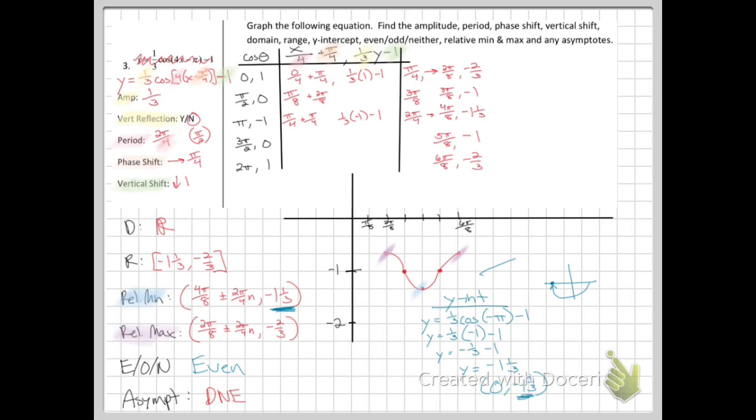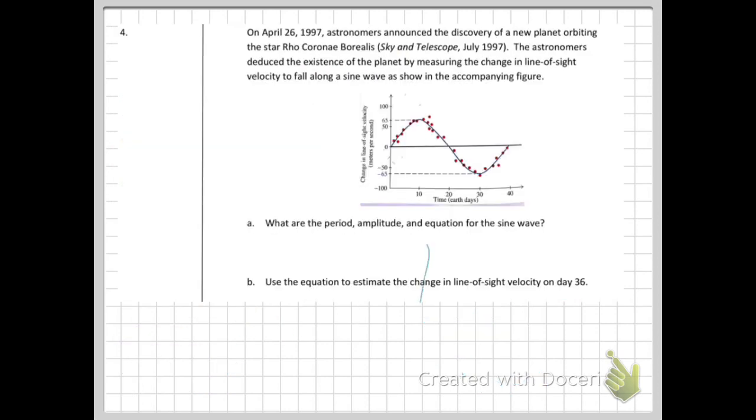Okay, one more problem. What if you're basically given a graph and you need to find the equation? So feel free to read up above and see what they're talking about and what these points represent. But honestly, they give you a graph, so it doesn't even matter. We have everything we need just looking at our graph.